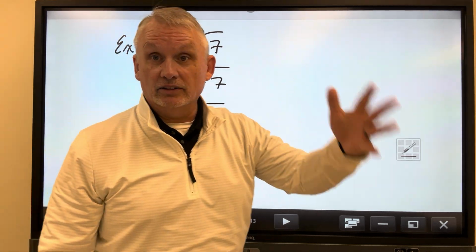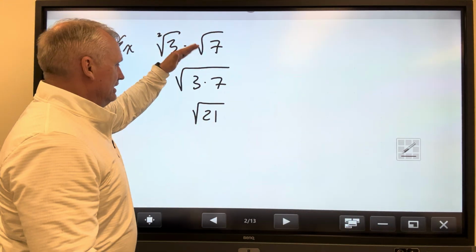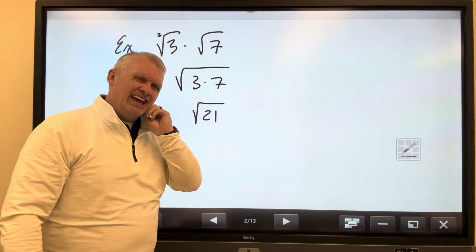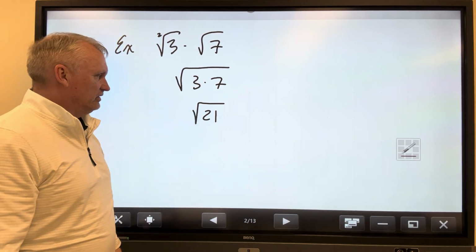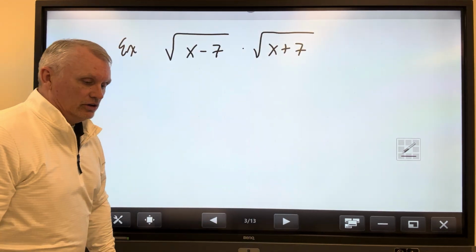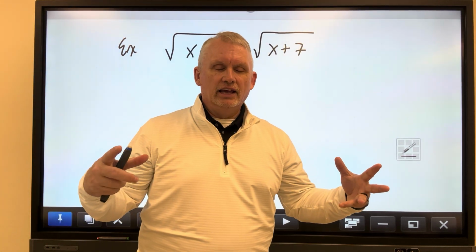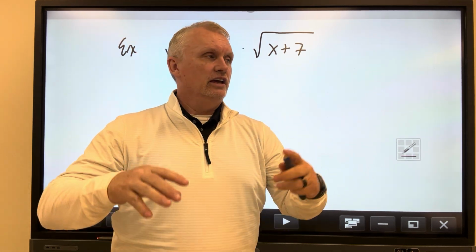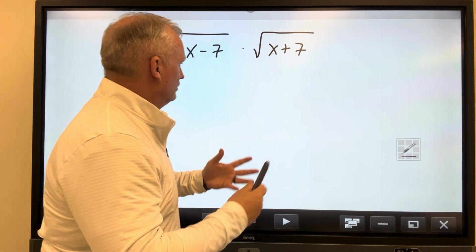Do you have to put that extra step in there? Absolutely not. You could just go say 3 times 7 is 21. Then I have to take a look to say, is there a way that I can reduce this? Well, the answer is no. Remember, you're looking for perfect squares. If you're having a square root, you're looking for perfect squares. If you have a cube root, you're looking for perfect cubes, and so forth.